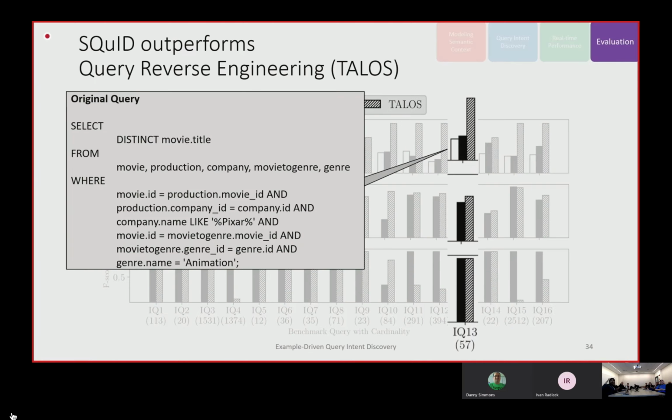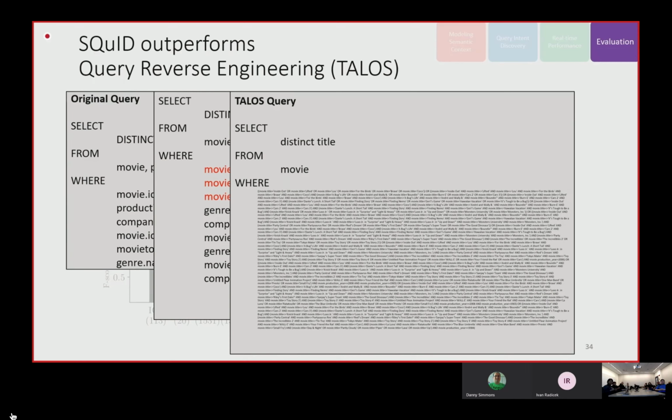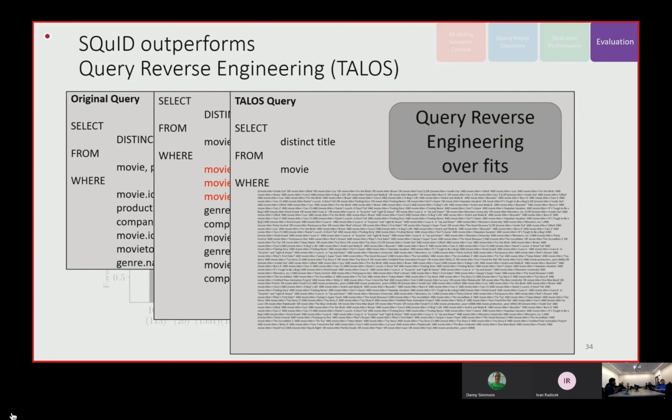So let's have a look at one particular example. This was about finding all animation movies by Pixar. So this was the original query. This is what SQuID produced, with a few extra predicates because it wasn't able to identify that these years were not truly intended, just a coincidental similarity. But this is what Talos produced. It produced hundreds of extra predicates because it wanted to generate the exact query to match the output, and it didn't generalize and it overfit the data. So that's the problem with query reverse engineering systems.